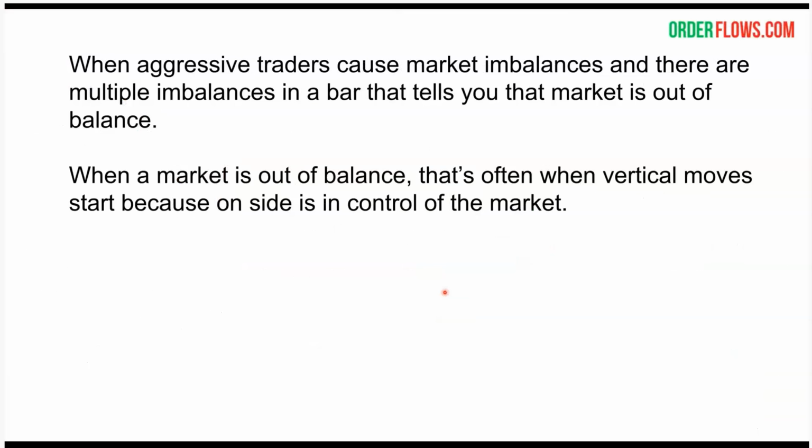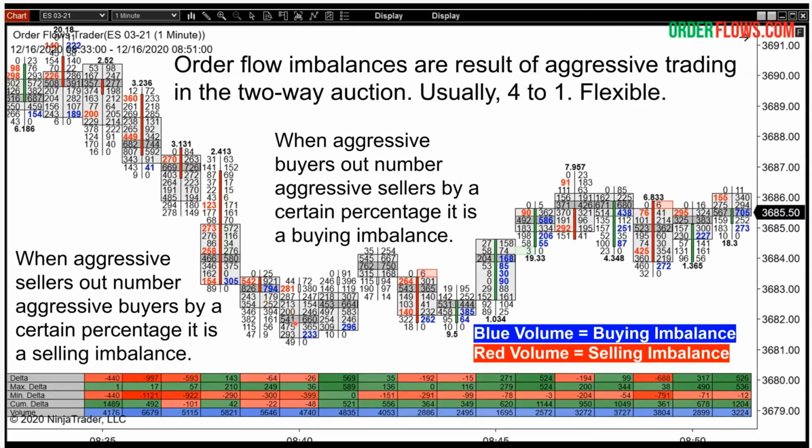Okay. Now, when aggressive traders cause market imbalances, and there are multiple imbalances in a bar, that tells you a market is out of balance. So, like I said, often bars have buying and selling imbalances, but when you see bars that have 1, 2, 3, 4 imbalances, especially when a bar has only 6 or 7 price levels, but literally half the bar is buying imbalances, what do you think that means, right? It means that aggressive buyers have finally stepped into the market, and you would expect the market to rally.